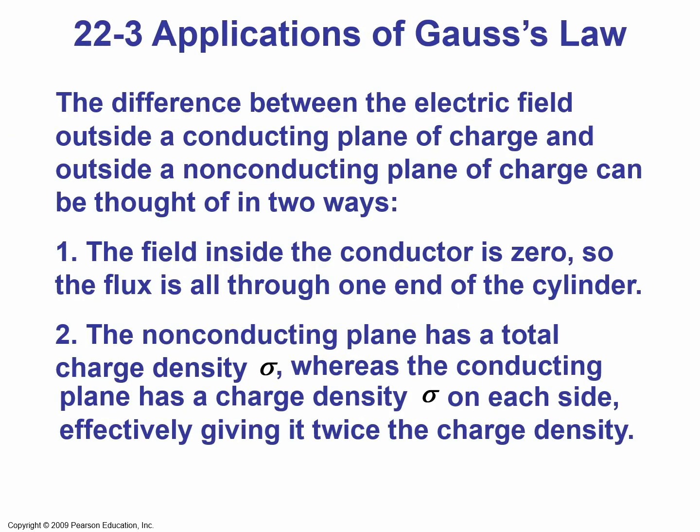Okay, section 3, applications of Gauss's law. The difference between the electric field outside a conducting plane of charge and outside a non-conducting plane of charge can be thought of in 2 ways. The first method is by thinking the field inside a conductor is 0, so the flux is all through one end of the cylinder. And the second way of thinking is the non-conducting plane has a total charge density sigma, whereas the conducting plane has a charge density sigma on each side, effectively giving it twice the charge density.